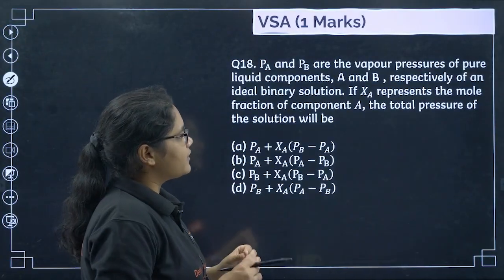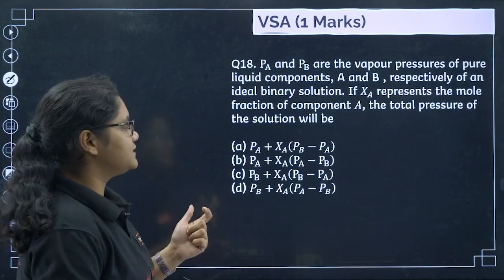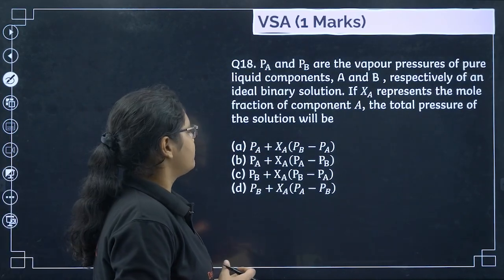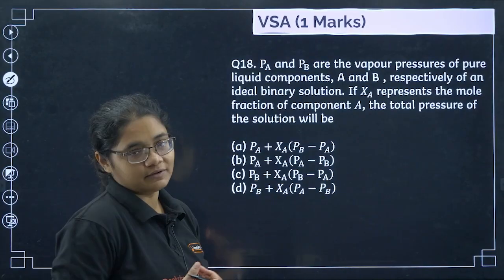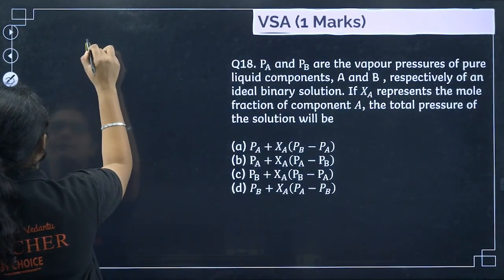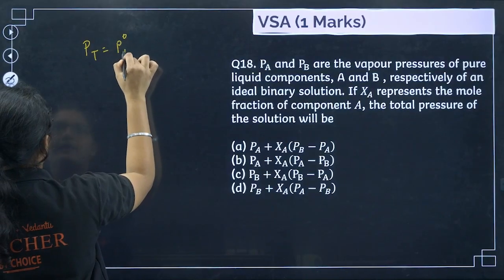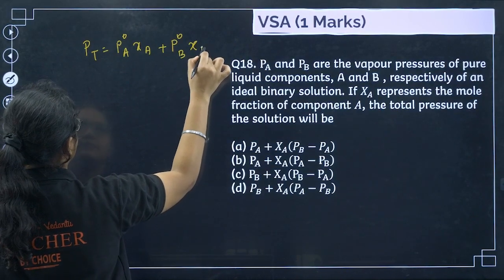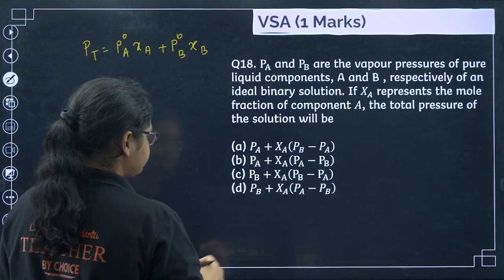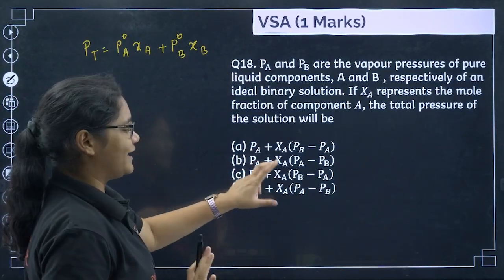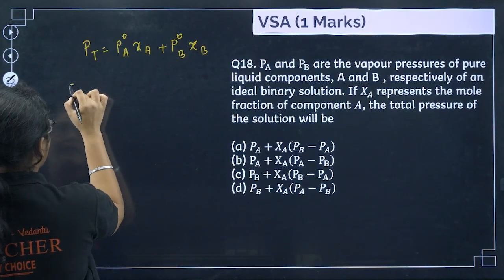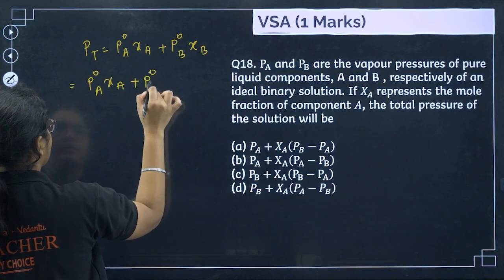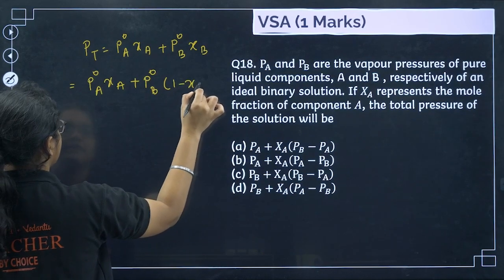Next, PA and PB are the vapor pressures of pure liquid components A and B respectively of an ideal binary solution. XA represents the mole fraction of component A, then the total pressure will be. So we know that total pressure is equal to P naught A XA plus P naught B XB, right? Now you can see in all the options I have the XA term, right? So that means I need to write this XB in terms of XA. So I will have P naught B into 1 minus XA.